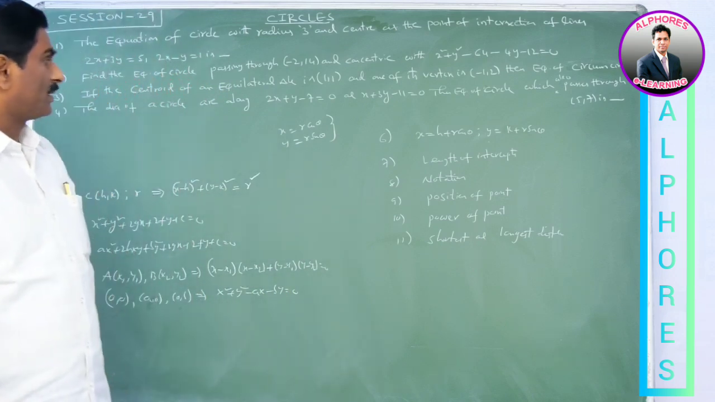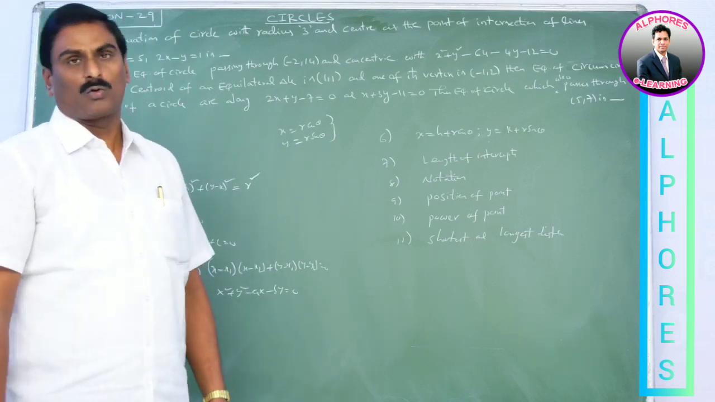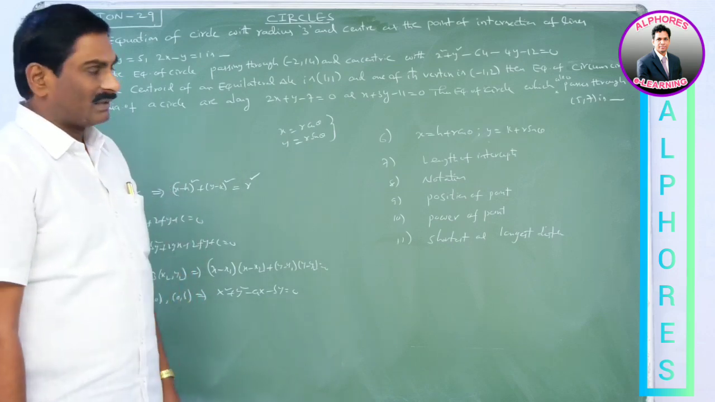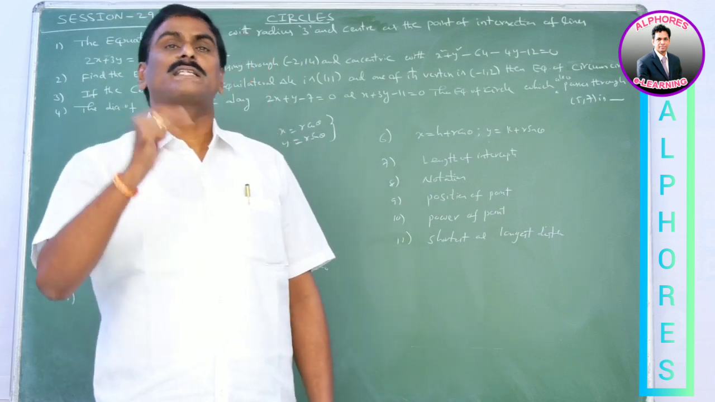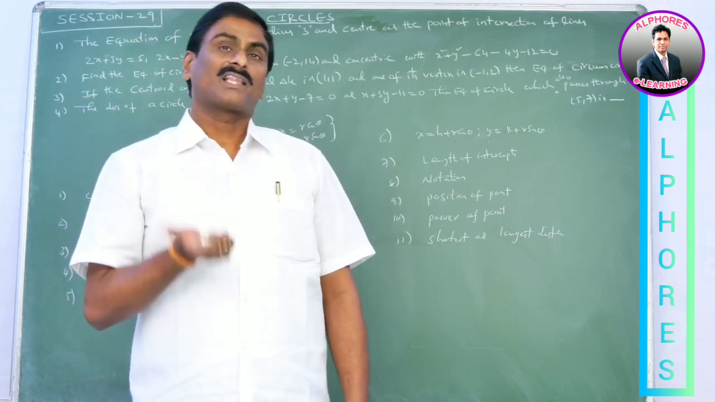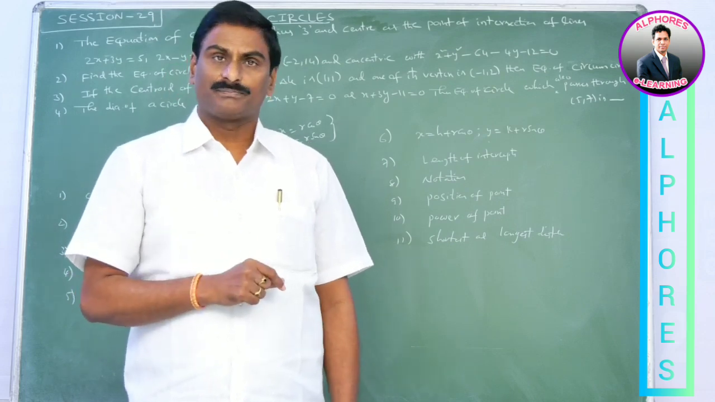Next, length of the intercept made by the circle on the coordinate axes. The length of the intercept made by the circle on the x-axis is 2 root g square minus c. The length of the intercept made by the circle on the y-axis is 2 root f square minus c.